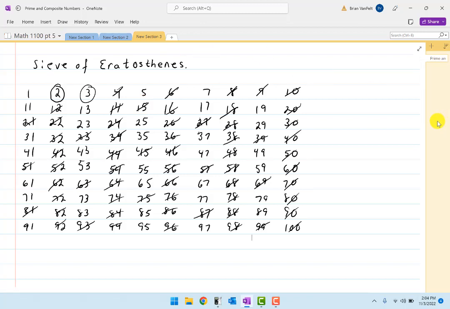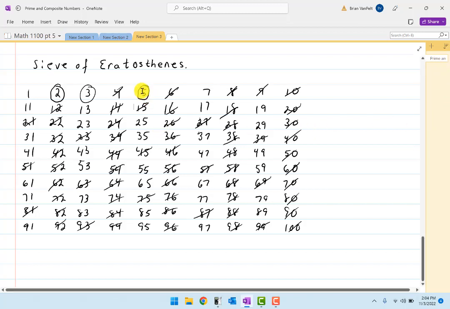Notice that 5 was not canceled. I will circle it. Now I'm going to count every 5 places and mark those off. So starting at 5, if I go 1, 2, 3, 4, 5, the 10 has already been marked. Continue on. 11, 12, 13, 14, 15. 15 was already marked. 16, 17, 18, 19, 20 was already marked.